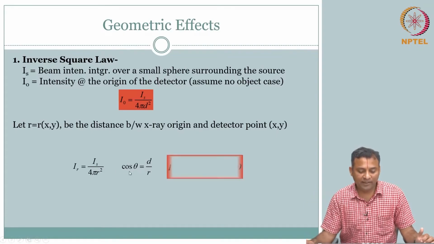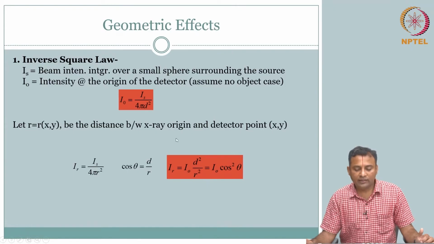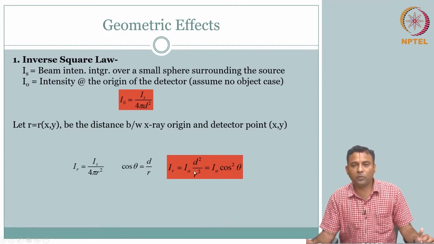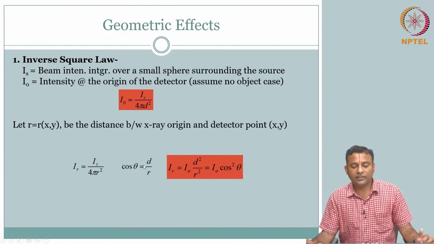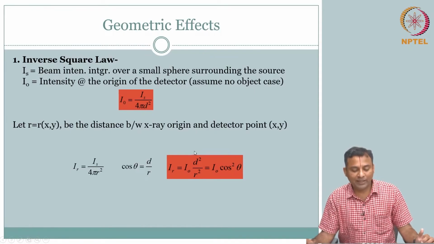Fine, this is fine, but then if you substitute, what happens? IR is equal to, right, I naught. All I am doing is just incorporating it, making it more general, because I know my I naught, that is 4 IS by 4 pi D square. So, I am just writing my IR in terms of I naught using this cos theta.